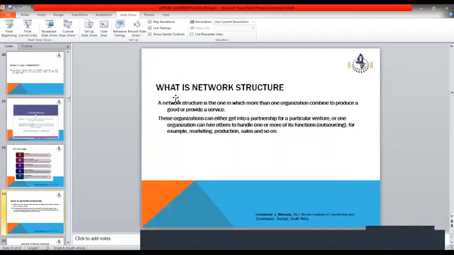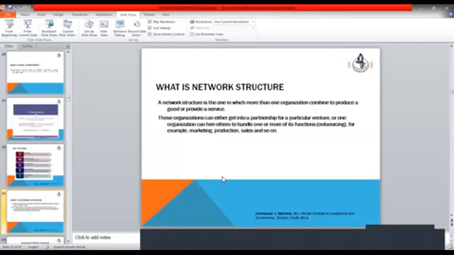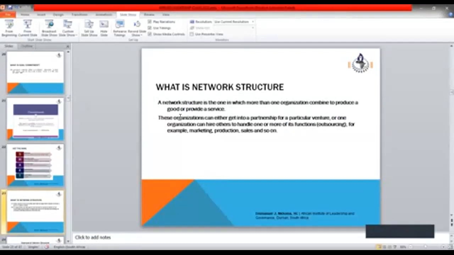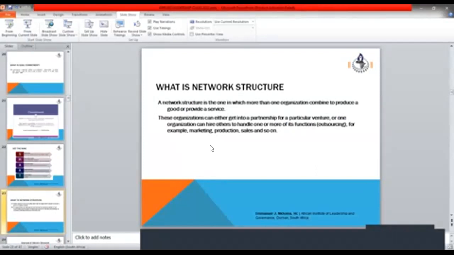I spoke about network structure. What is network structure? A network structure is one in which more than one organization combines to produce a good product or provide a good service. Remember, earlier on, I gave an example of a company that wishes to manufacture orange juice, and they have to network with others.